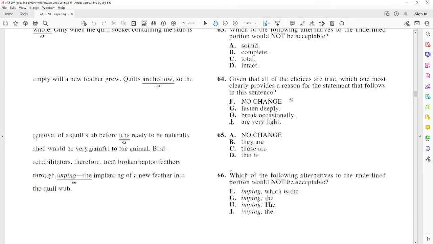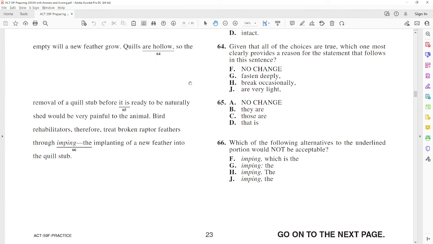63 to 74. 65. Quills are hollow, so the removal of a quill stub before it is ready to be naturally shed would be very painful. 65 does not have a question. No option to delete or omit. Is what's there, right or wrong?